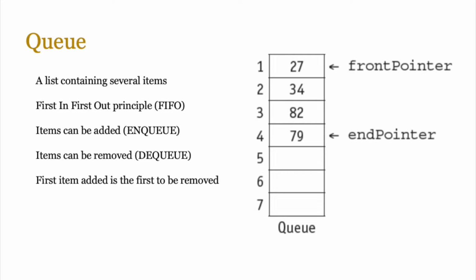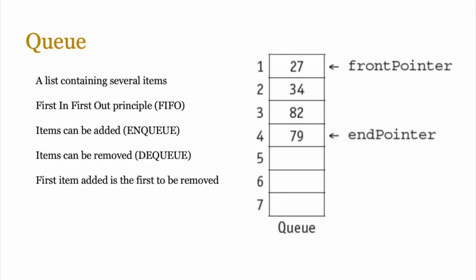So the first value coming in is the first one to be removed. And these processes or methods are called enqueue and dequeue. So in this particular case, 27 will be the first item to be removed. So the front pointer is moved +1. It moves to 34. And if you want to add a new value, we just simply add a value in index 5 and move the end pointer to that particular position.